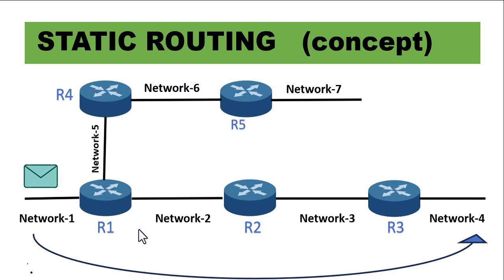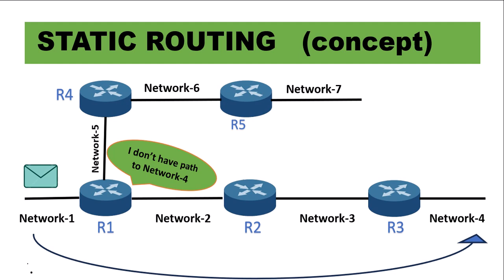Let's see what router 1 says. Yes, once the packet arrived at R1, it says that I don't have a path to network 4. Pay close attention to this video so that you will learn how this packet will now move towards network 4. Here the working of the network engineer starts.